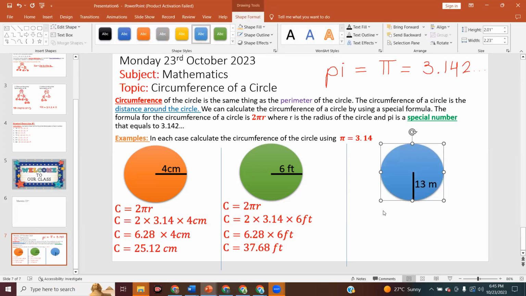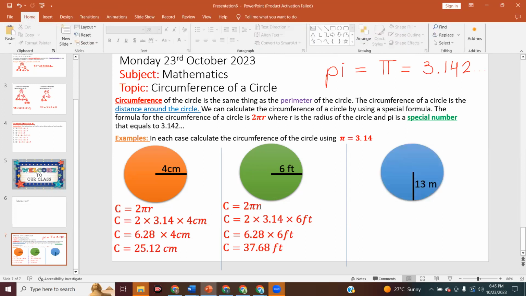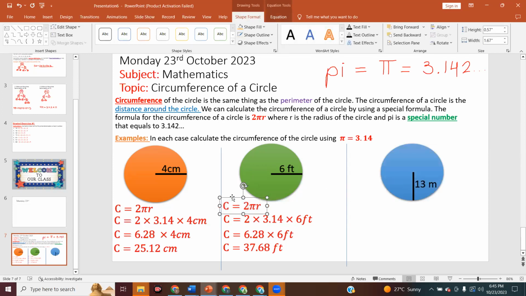So here we have, what's the first thing that we're going to do? The first thing that we have to do is write down C equals 2πr. Now that right there is what we call the formula. So the circumference, which is C, is equal to 2πr. In this case, what is pi? Pi is 3.142. Very good. 3.14. In this case, they tell us 3.14, so we have to use 3.14.